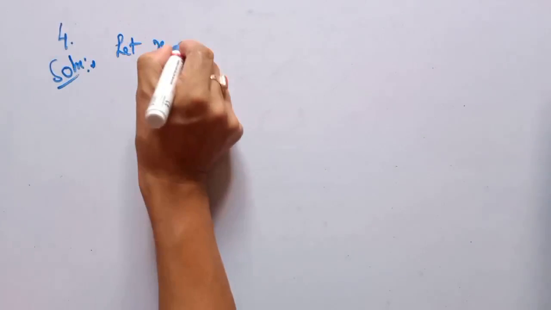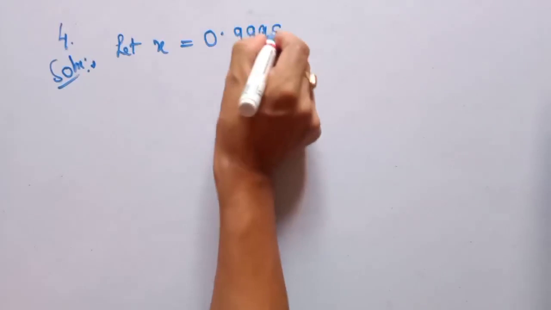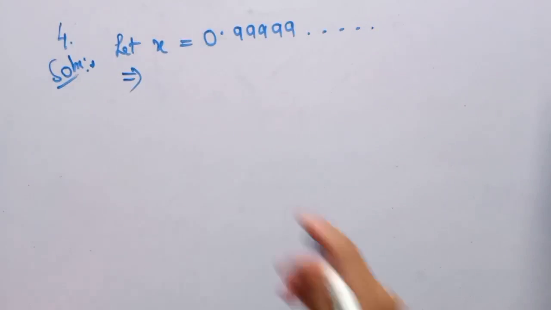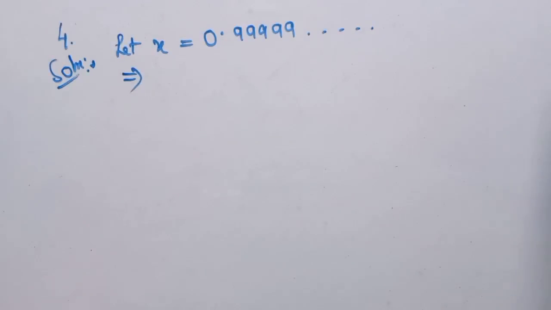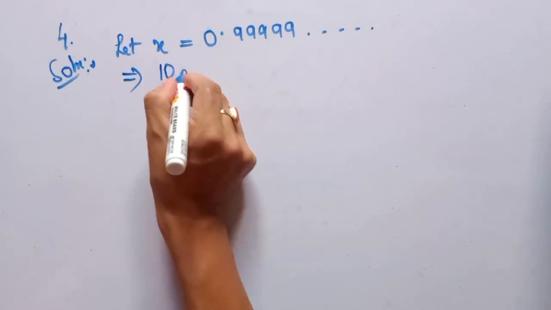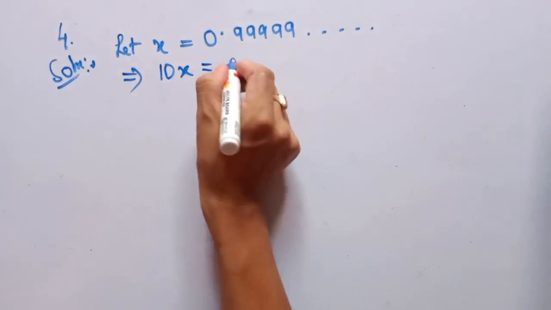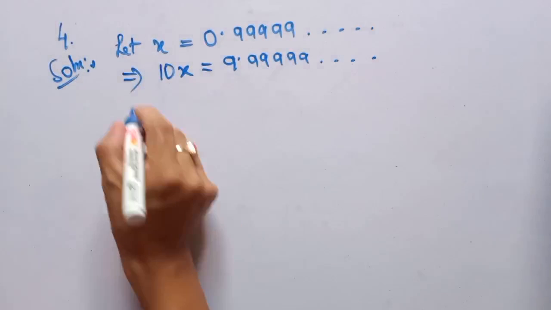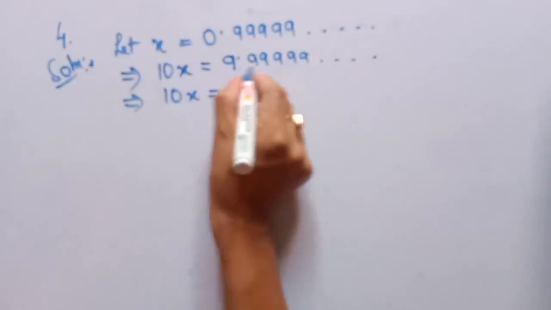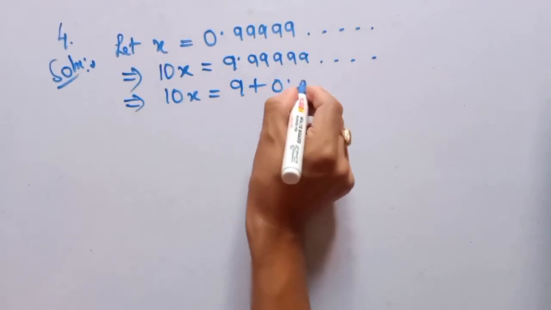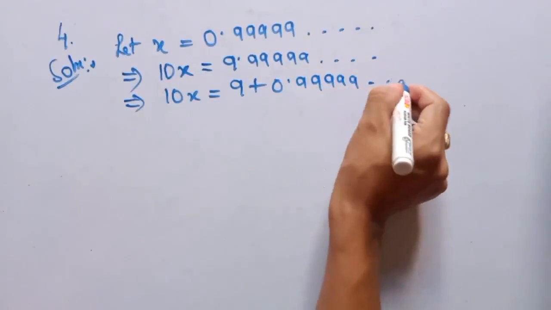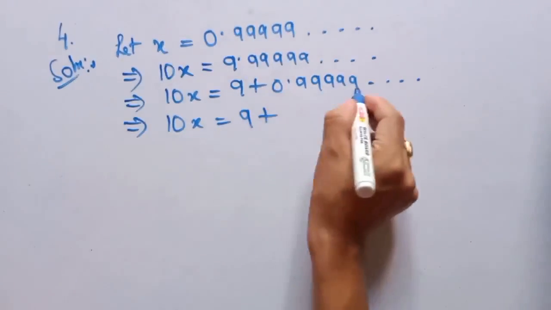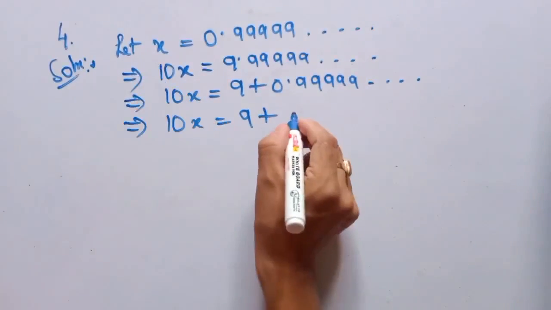Let x equal to 0.999999. Then here we are going to multiply both sides of this equation by 10. Here also the repeating digit is 1. So after multiplying by 10, we will get 10x on the left hand side and 9.999999... on the right hand side. Implies 10x equal to, this number can be written as 9 plus 0.999999... implies 10x equal to 9 plus, here this particular number is equal to x, so we will replace this number by x.